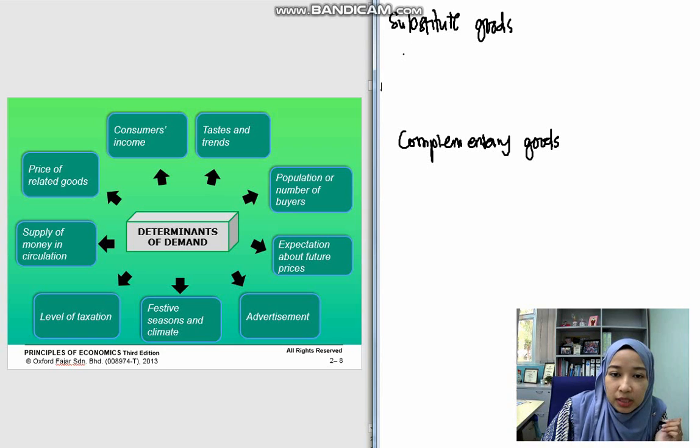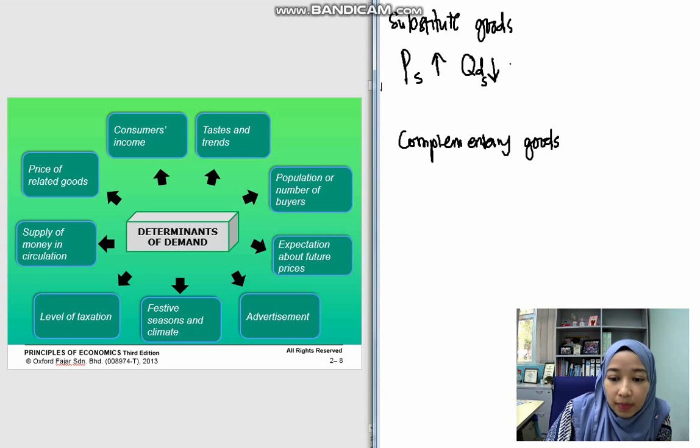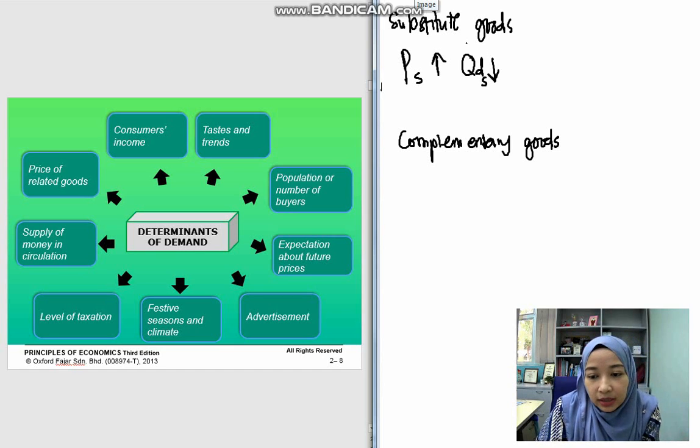Okay, so what happens if the price of Starbucks, I put it as S, increases? Okay, when the price of Starbucks increases, the quantity demanded for Starbucks will reduce. Meaning Starbucks becomes more expensive, so people will buy less, or people will reduce their purchase. So what the consumers will do is they will opt for another choice, for another substitute, which is Coffee Bean.